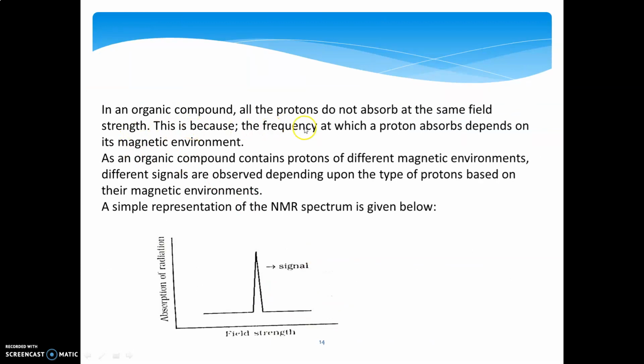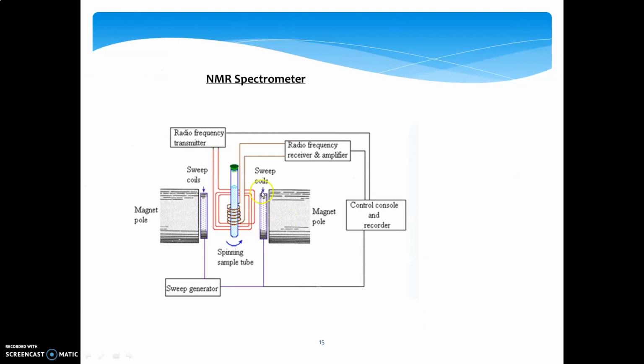In an organic compound, all the protons do not absorb at the same field strength. This is because the frequency at which the proton absorbs depends upon its magnetic environment. As an organic compound contains protons of different magnetic environments, different signals are observed depending upon the type of the protons based on their magnetic environment. This is the simple representation of NMR spectrum. Absorption of radiation is plotted against field strength. We'll get NMR signal like this. This is the construction of NMR spectrometer.